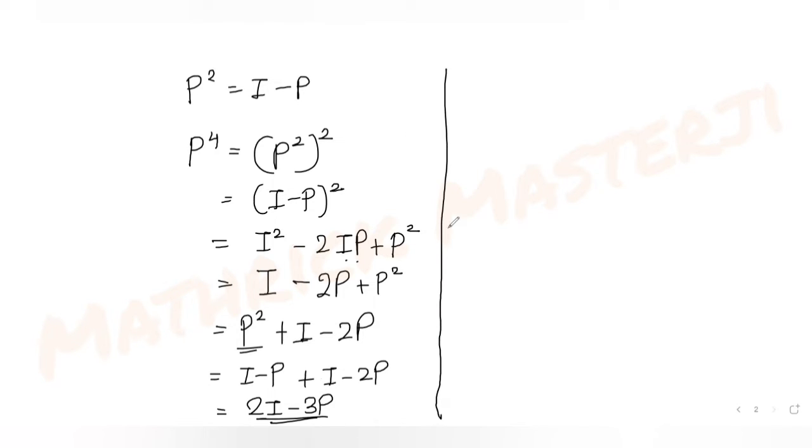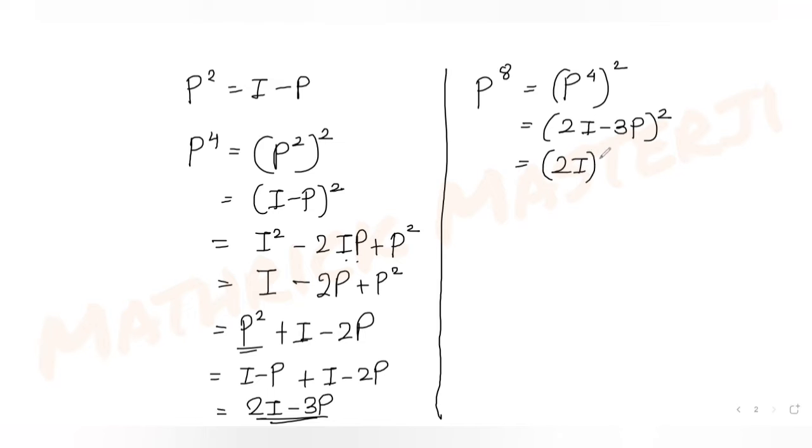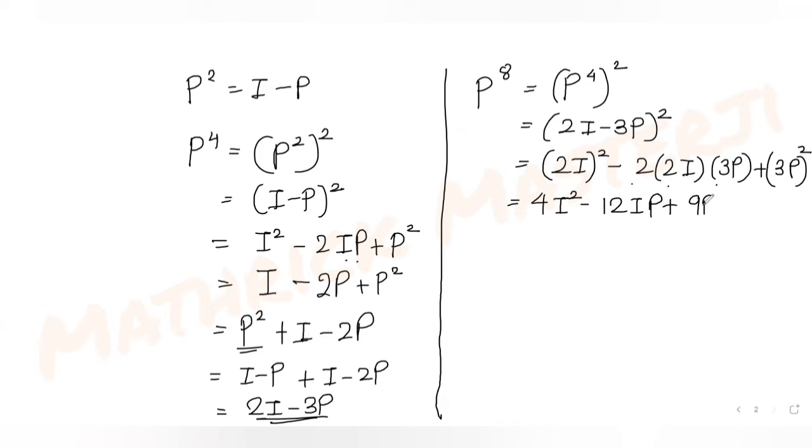Now with P raised to 4, I can again easily find P raised to 8, which is nothing but the square of P raised to 4. So I use this idea again: 2I minus 3P the whole squared. So (a minus b) whole squared gives a squared minus 2ab plus b squared. So 2I squared minus 2 into 2I into 3P plus 3P the whole squared. From here I get 4I squared minus 12IP plus 9P squared.